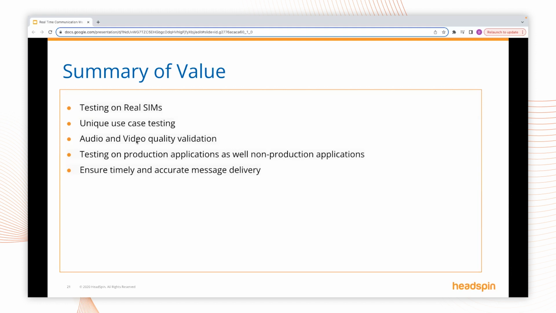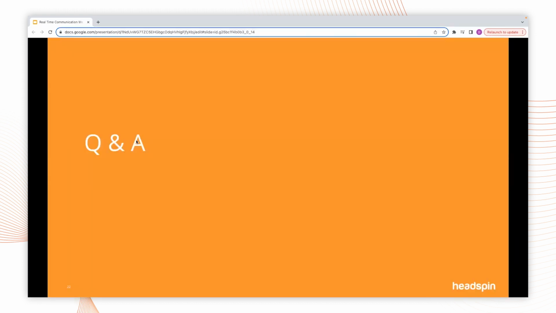And additionally, the other thing that's great about this platform is you can test on the prod applications of, for example, Zoom, like we mentioned, but also you can test on the non-prod applications if they're available for you as well. And the last part, touching on the OTP specifically, is you can ensure timely and accurate messages are being delivered. So now we'll open up to the Q&A.